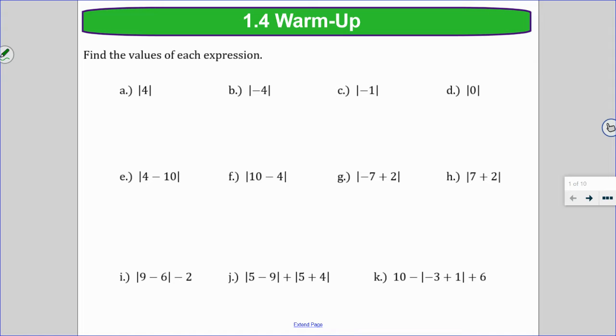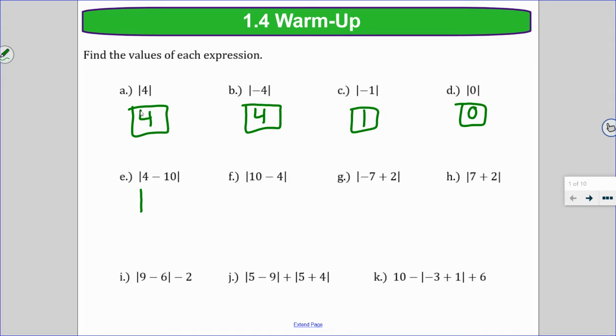So these absolute value bars are asking us how far away from zero is this number. So in letter A, how far away is the number 4 from 0 on a number line? 4 spots away. What about -4 on our number line? Well, distance can't be negative, so this is still 4 spots away from 0. That's what that absolute value bar represents, if you remember this. Absolute value of -1 would be 1. How far is 0 away from 0? 0. Okay, then when we get to letter E, we have to do a little evaluating first.